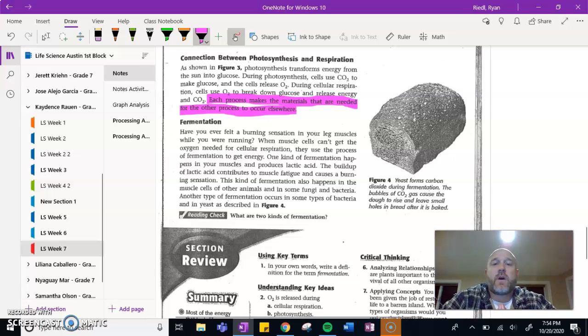This kind of fermentation also happens in the muscle cells of other animals and in some fungi and bacteria. Another type of fermentation occurs in some types of bacteria and in yeast, as described in figure 4.